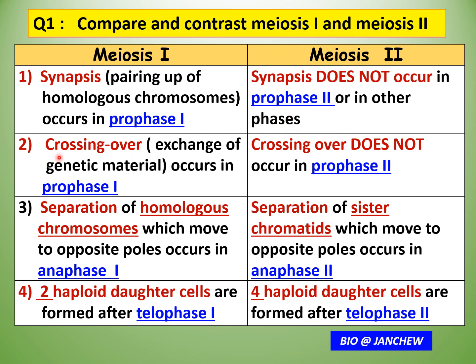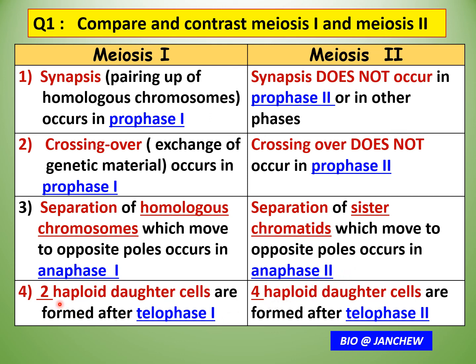In meiosis I, crossing over or exchange of genetic material between the non-identical chromatids of homologous chromosomes occurs in prophase I, but in meiosis II, crossing over does not occur in prophase II. Thirdly, separation of homologous chromosomes which move to opposite poles occurs in ANAPHASE I of meiosis I, but for meiosis II, separation of sister chromatids occur, and the sister chromatids move to opposite poles. This occurs in ANAPHASE II.